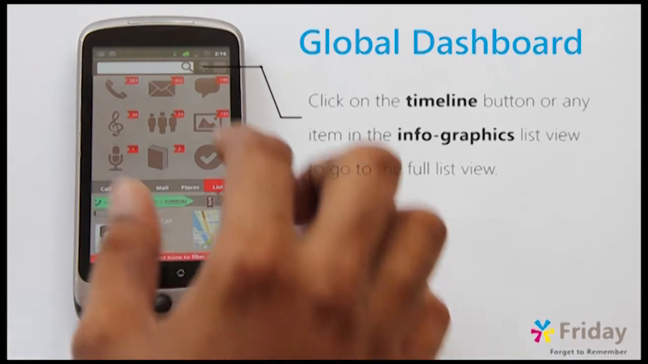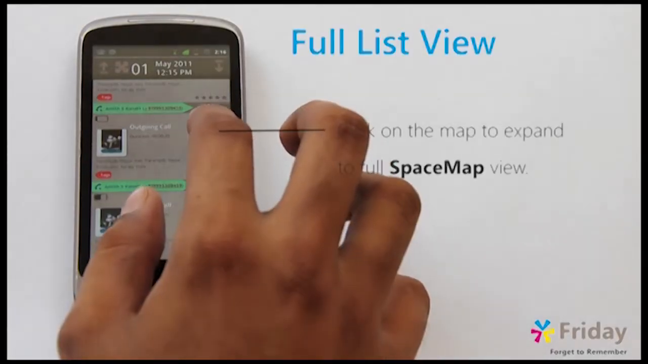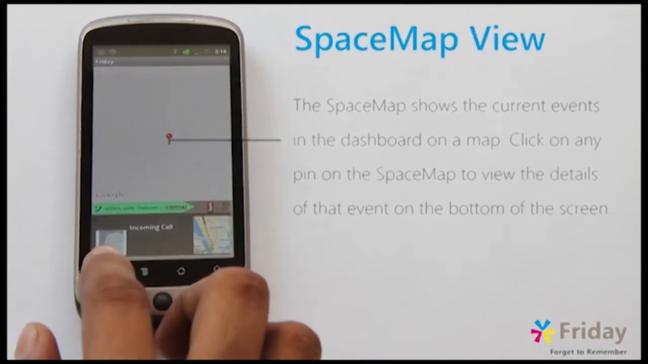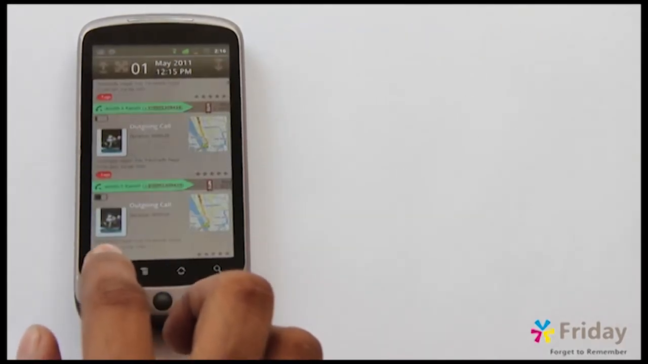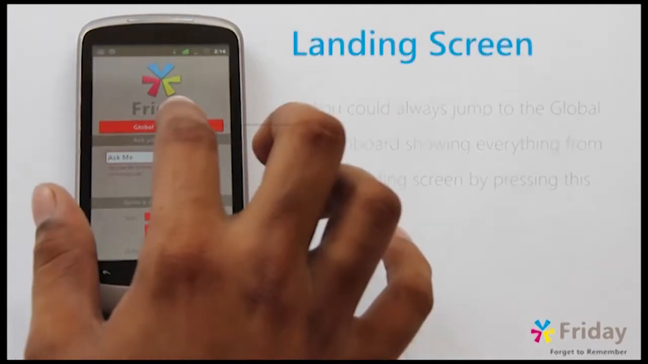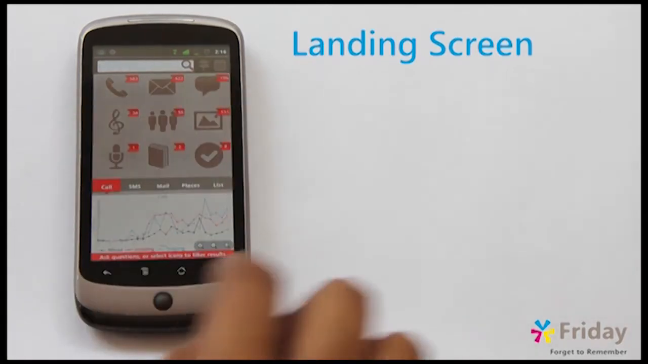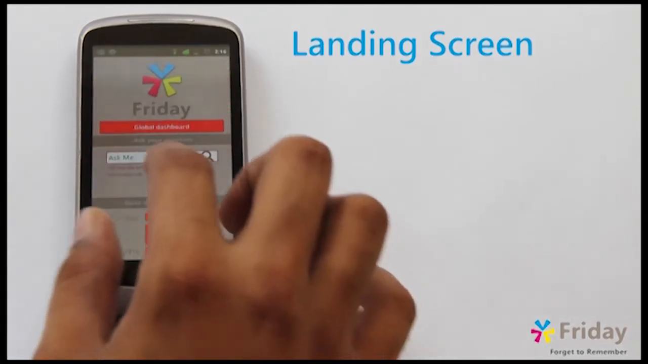From the full list view, you can break down the events of the day a number of ways. Want to find out where you were at a certain time? The Space Map view coordinates events into location. Navigating back to the landing screen, you can see that jumping to any section is as easy as tapping on an icon. In this case, the Global Dashboard button takes you back to show you everything that has been stored.